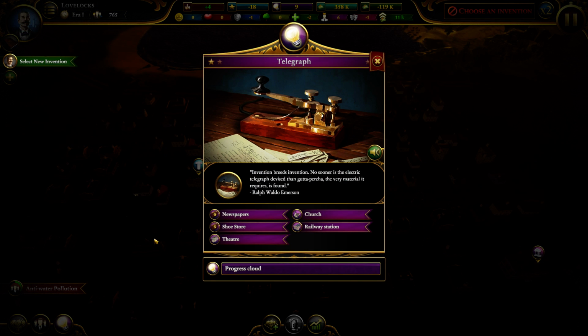Invention breeds invention. No sooner is the electric telegraph devised than gutta percha, the very material it requires, is found. Gutta percha. I knew that's how you pronounce that. So we've invented the telegraph. Newspaper, kiosks, shoe stores. Finally. Oh. Church, railway station. That seems really good. Theater.